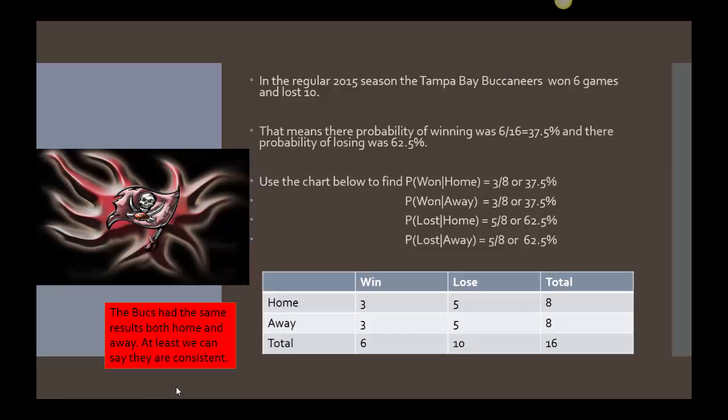All we can say is they're consistent, but for the Bucks, the condition of where they were had no effect on how they played. They won and lost at the same rate. So I just want you to know that even though conditions can make a difference, they can also not make a difference. It just depends on what we're actually looking at. All right, so let's look at some other examples.